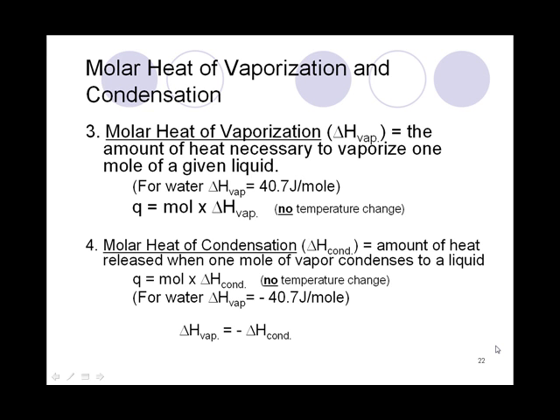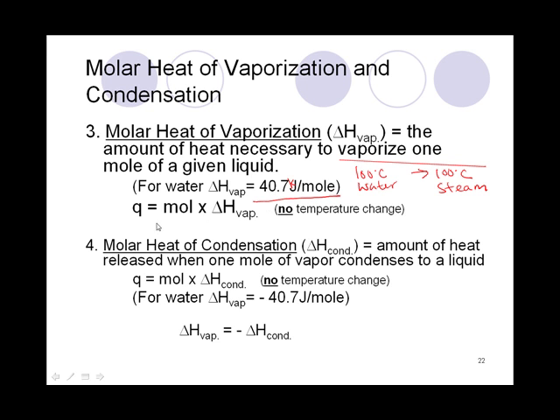Molar heat of vaporization is the amount of heat or energy necessary to vaporize 1 mole of a given liquid. So in this case, for water, I am going from 0 degrees Celsius water to 0 degrees Celsius steam. And the amount of energy for every 1 mole to evaporate is positive 40.7, there's a typo here, kilojoules per mole. So the heat of vaporization is 40.7 kilojoules per mole, not joules per mole.